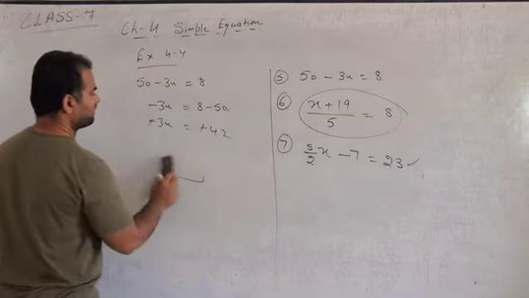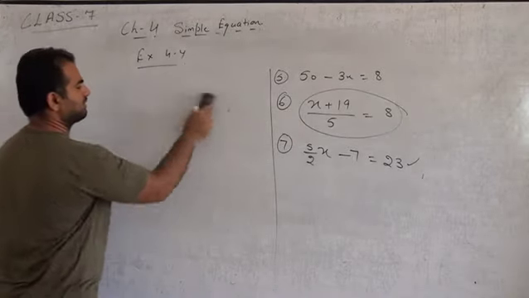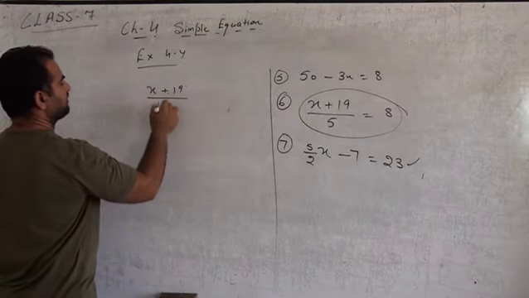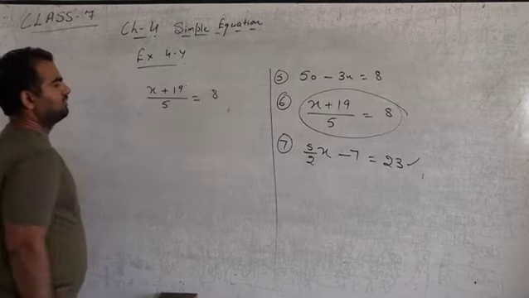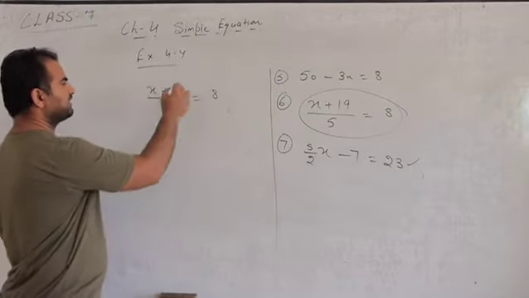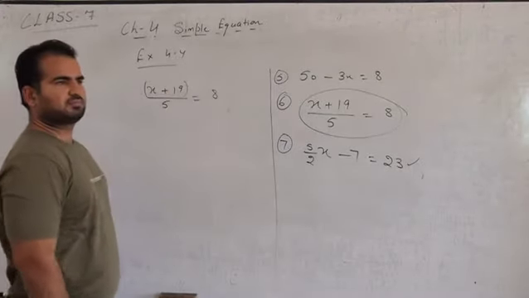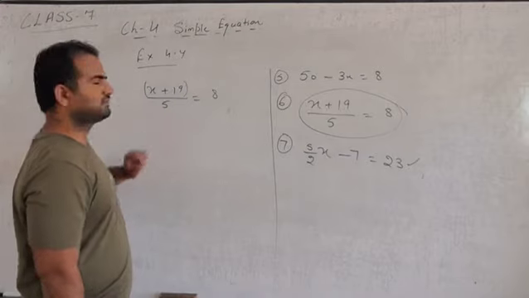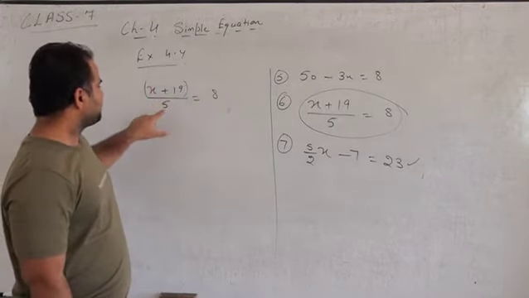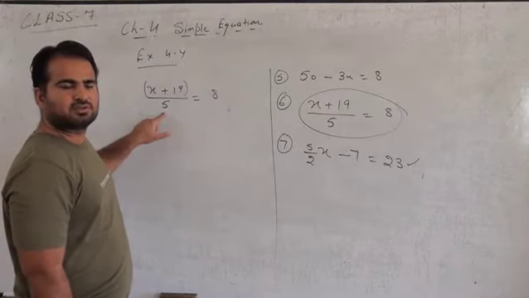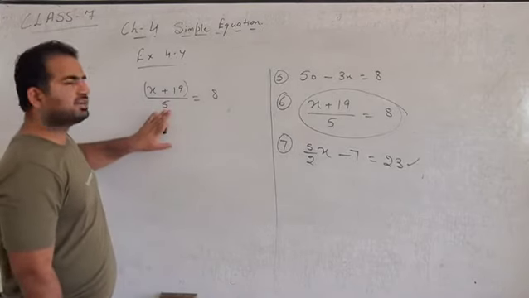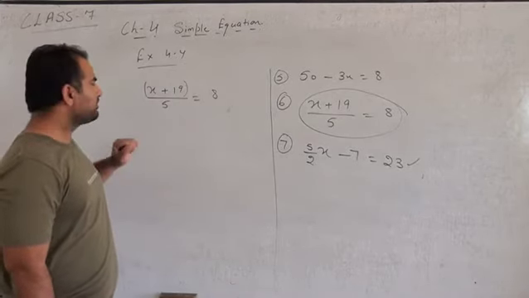Next, question number 6: x plus 19 upon 5 equals 8. Listen class, in this question, first of all you must check that it should be like this. What does this bracket mean? It means that both the numbers are divided by 5. When this kind of equation is given, we first have to remove the denominator. How can we remove the denominator?